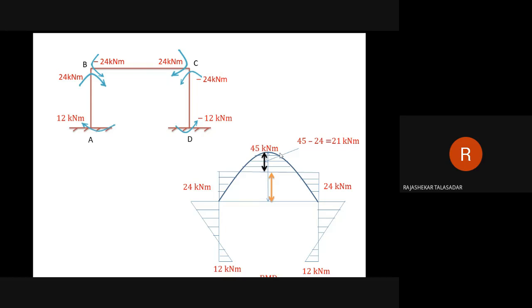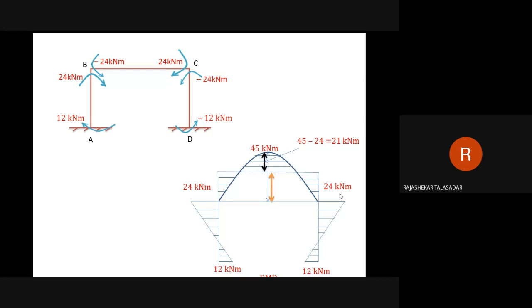If you design it as a simply supported beam, you need to design for 45 kilonewton meter moment. But if you take this as a fixed beam or rigid joint, automatically you need to design only for 21 kilonewton meter, because this 45 is plus, this is minus. So automatically you will get only plus 21 kilonewton meter, which is much lesser than the bending moment of a simply supported beam. Okay, is this clear? Yes, sir. Okay. Now this is the first problem on non-sway analysis, having a symmetric problem.